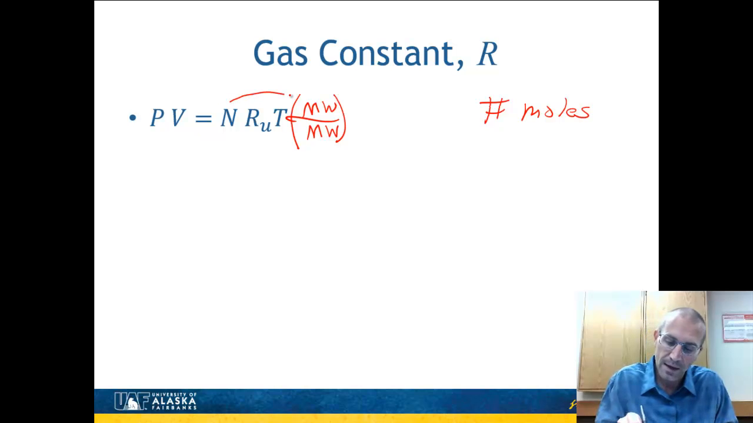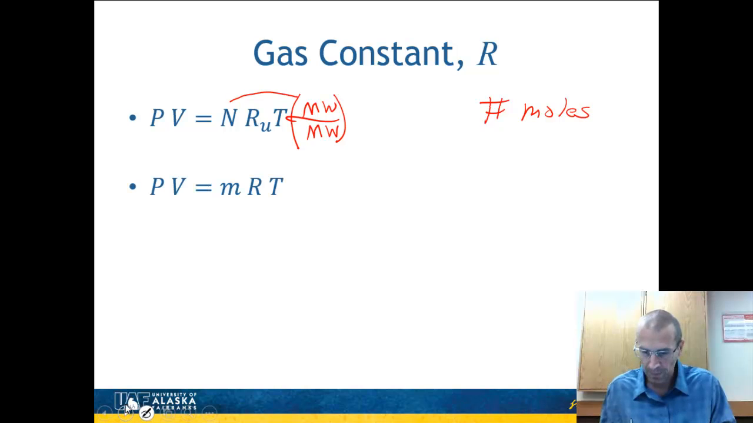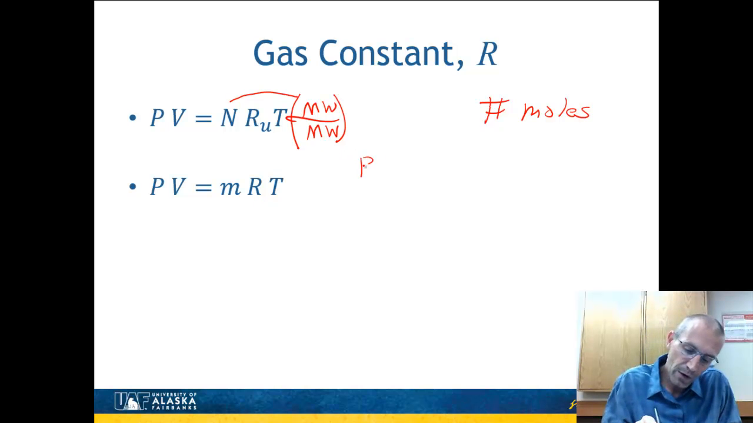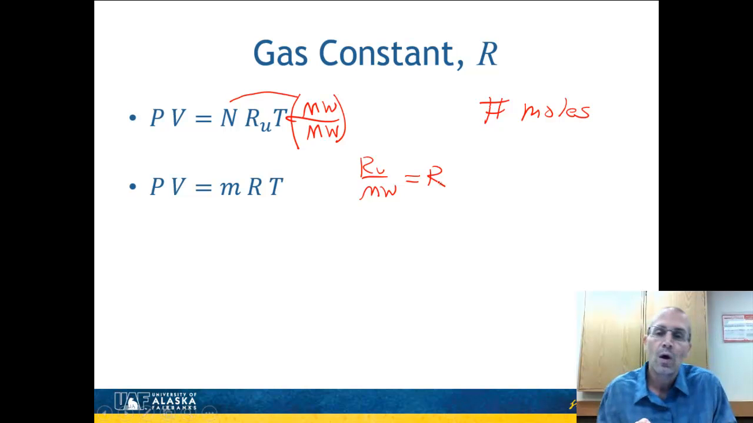However, if I look at N times the molecular weight, that would equal the mass. So I would have this form of the equation, PV is equal to m, and now what I have is Ru over the molecular weight. I'm going to call that simply R. So that's the R that appears in this equation. So PV equals mRT is also the ideal gas equation.